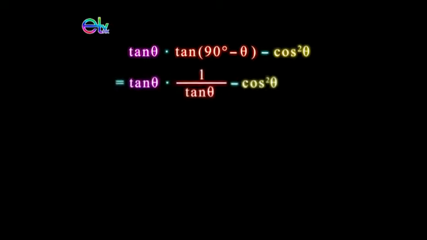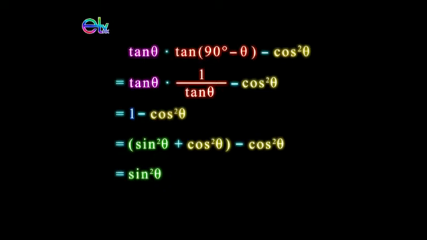Let's try this problem. There is a trigonometric expression, tangent theta multiplied by tangent 90 degrees minus theta minus cosine squared theta. Let's use trigonometric identities to simplify this expression. Since tangent 90 degrees minus theta is equal to 1 over tangent theta, and sine squared theta plus cosine squared theta equals 1, after simplifying the expression, the result is sine squared theta.